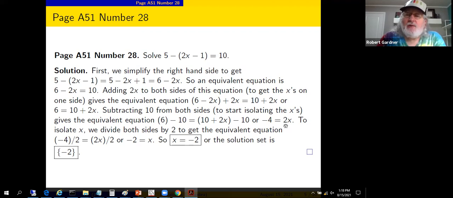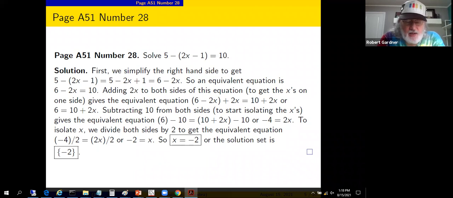What's in the way now with a perspective of get x by itself? The 2. So divide both sides by 2. To isolate x, divide both sides by 2. To get the equivalent equation, negative 4 divided by 2 equals 2x divided by 2. The 2's cancel, producing an x on the right-hand side. Negative 4 divided by 2 is negative 2. So x equals negative 2. Or in solution set notation, we get the solution set as the set consisting just of negative 2.